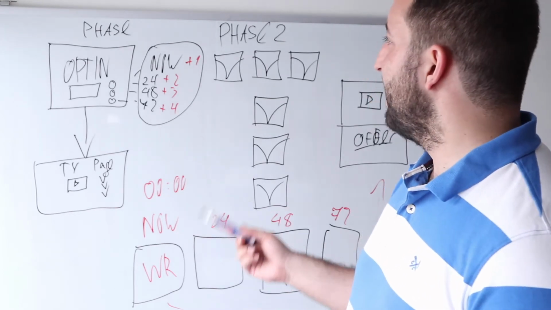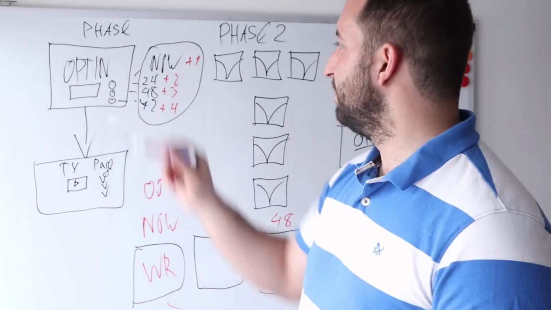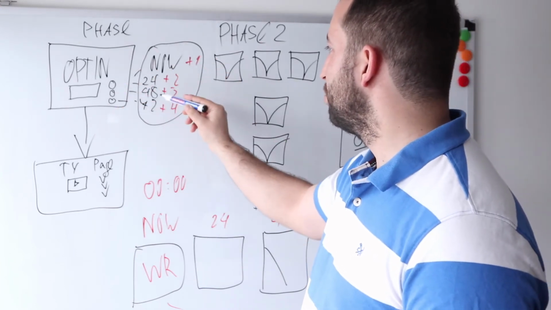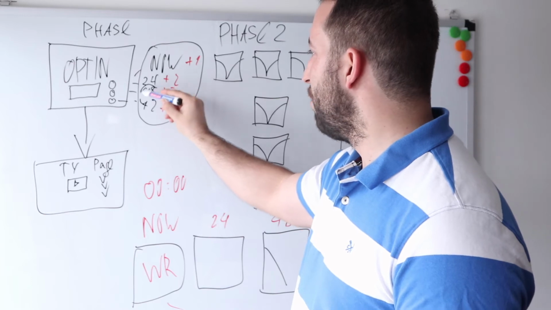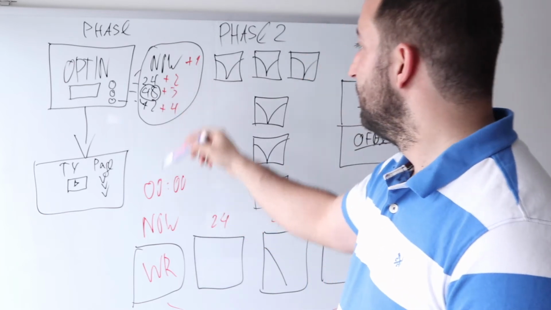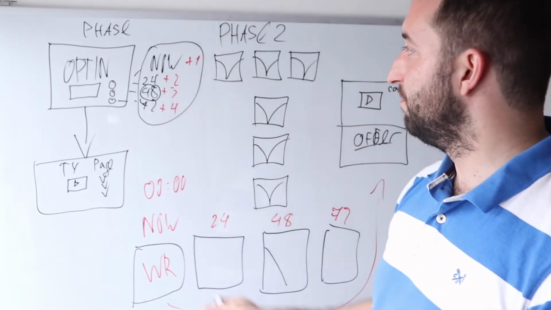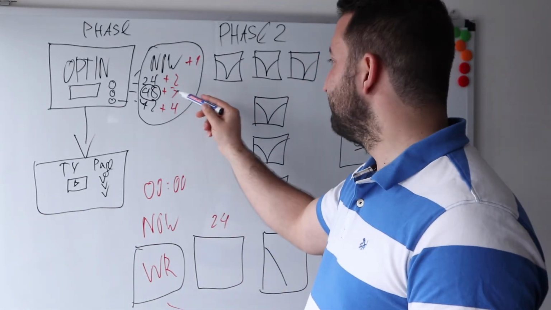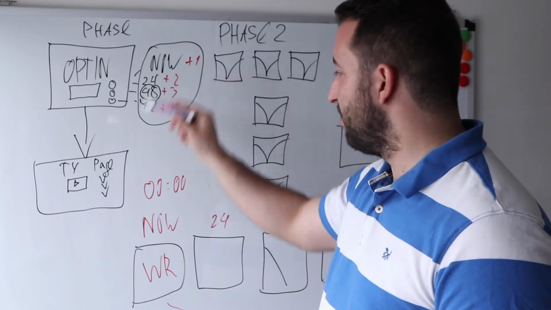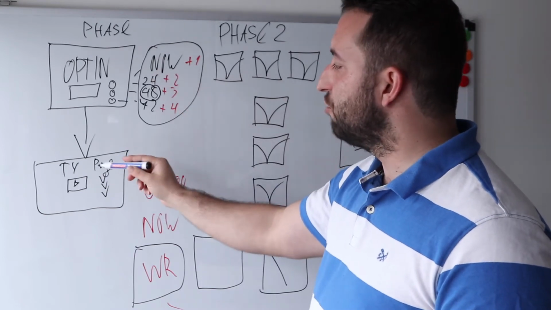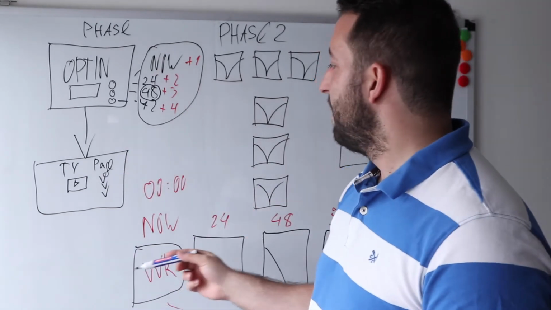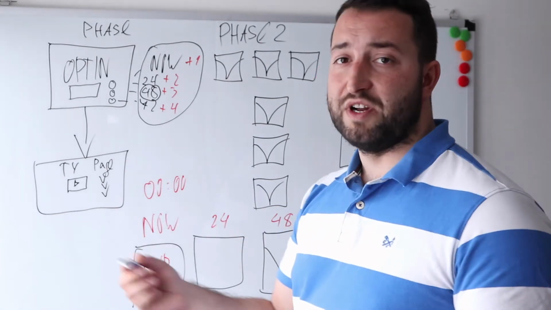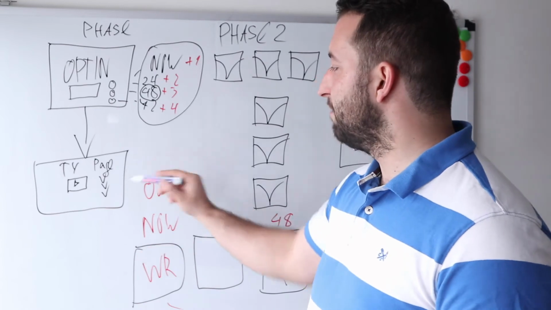So let's say a lead comes into the opt-in, they opt in, they choose a time they want to watch the video, in 48 hours from the moment they have opted in. They get tagged with tag number 3, which is 48 hours. From there, they go to a thank you page, which is the same for everybody, where you've got a video telling them, hey, thanks so much for registering. Please make sure you do blah, blah, blah.